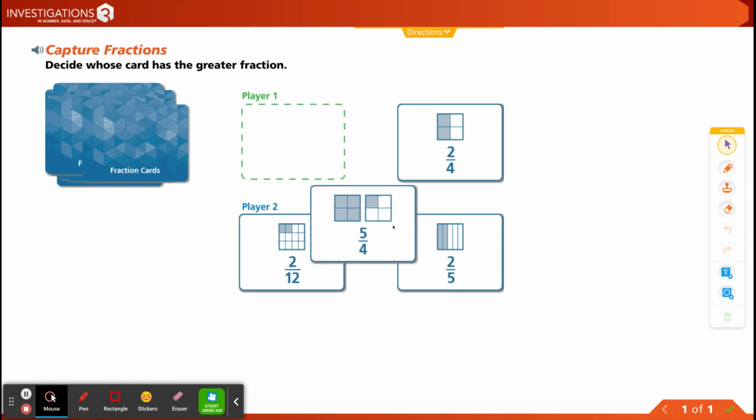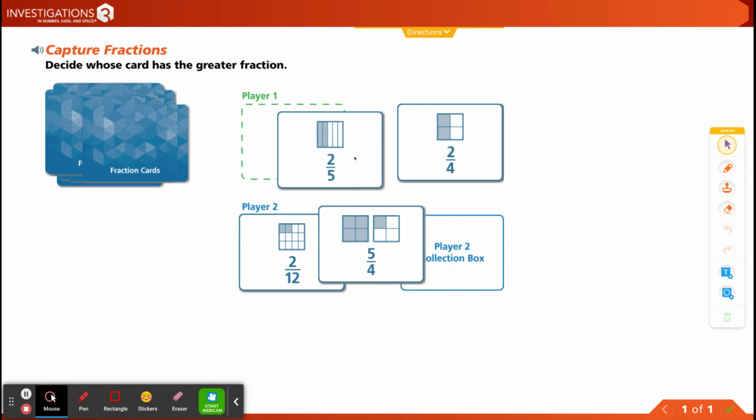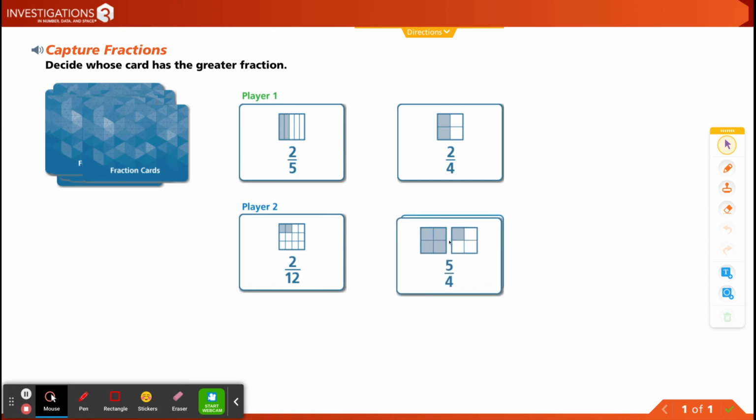So I'm going to take that 5/4 and I'm going to move it down. I'm going to swap it with the 2/5. So now I've got my biggest fraction down here in the bottom right corner. So now I need to look at 2/5, 2/4, and 2/12.